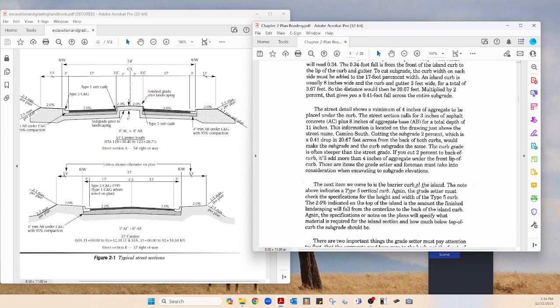The next item we come to is the barrier curb. That's this thing right here, I think. Are they calling that a barrier or island? So the next item we come to is the barrier curb at the island. The note above indicates a type 5 curb, vertical curb. Grade setter must check the specs. We'll go through that type 5 curb. The 2% indicated on the top of the island is the amount of finished landscaping. That could be dirt or grass right in there.